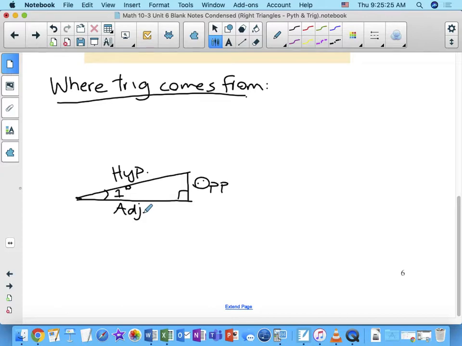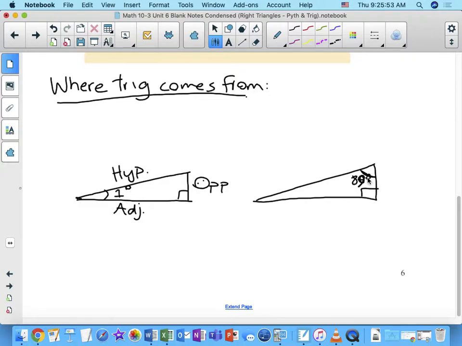So what I'm going to do is redraw this. Let's say instead, same triangle. This is 1 degree, that's 90 degrees. If you add those together, you get 91 degrees, okay? If they all have to add up to 180, what would this one be? What's left over up here? 89. So this would be 89 degrees.